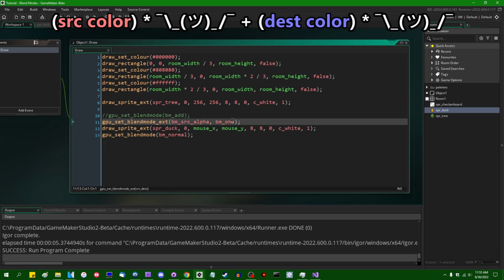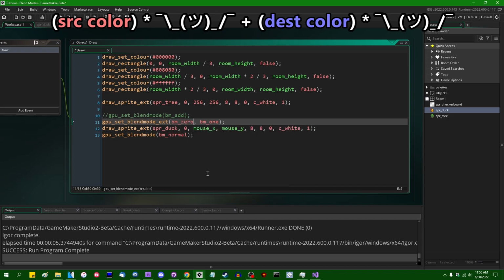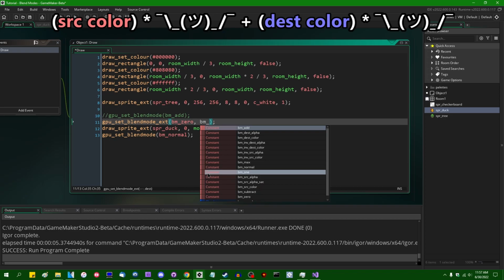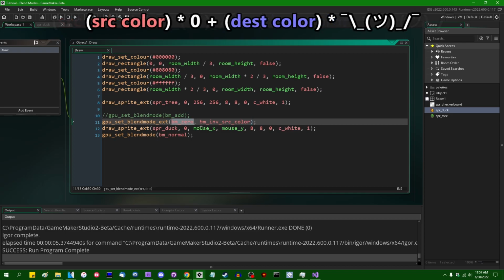Okay, so if you want to imitate subtractive blending, this one might be a little bit less straightforward in how you convert the equation at the top of the screen into something that resembles subtractive blending, but you can still do it. So if we enter bm_0 for the source blending factor, and bm inverse source color for the destination factor, by multiplying the source color by bm_0, we effectively cancel it out of the equation, because we're multiplying it by 0, and that term just becomes 0, and we can pretty safely ignore it.